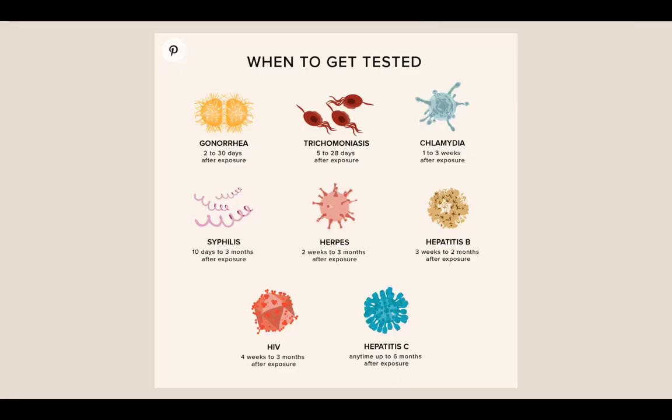So when should you get tested? For gonorrhea, you should get tested about 2 to 30 days after exposure. For chlamydia, 1 to 3 weeks after exposure. For hepatitis B, 3 weeks to 2 months after exposure. And there are all these other ones as well, so get tested if you feel like you think you have it.